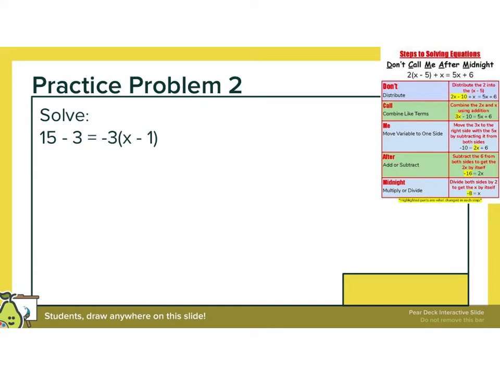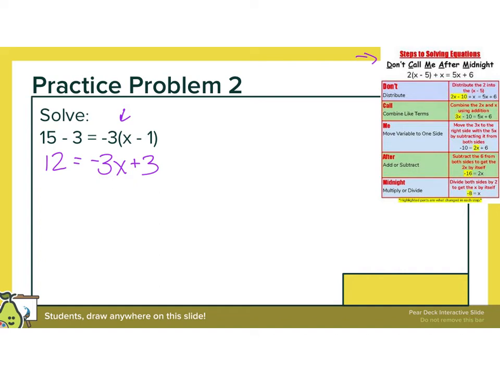Practice problem 2. Again, steps are here for you. We do have parentheses, so step 1 is to distribute. So I'm actually going to combine these like terms as well. 15 minus 3 is 12. Negative 3 times x is negative 3x. Negative times negative is positive 3.